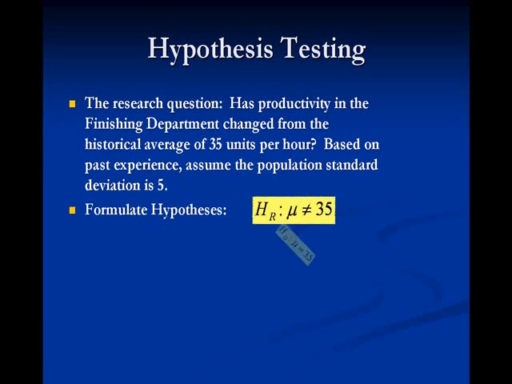So formulate the hypothesis. Our research hypothesis is that the population mean is not equal to 35. Again, it could be higher than 35 or lower than 35. We're just hypothesizing that it's not equal to 35. The null hypothesis then is mu equal to 35.